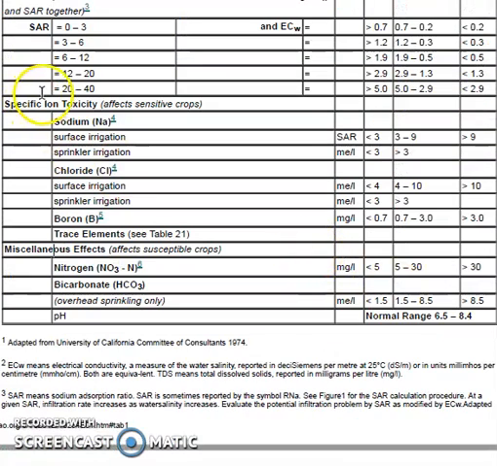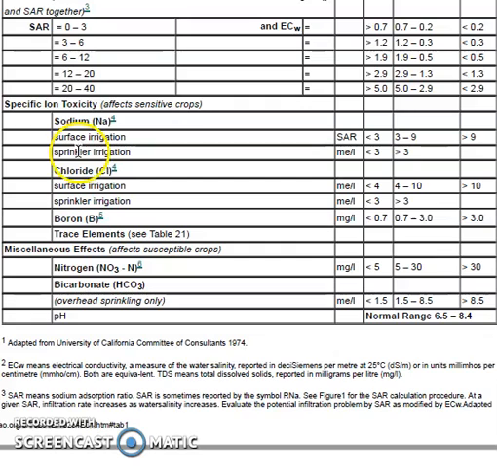The third point is specific ion toxicity. As I told you, FAO concluded that usually there are 3 toxic ions found in irrigation water. These are sodium, chloride, and boron. If you look at sodium here, the toxicity of sodium differs depending on the type of irrigation.